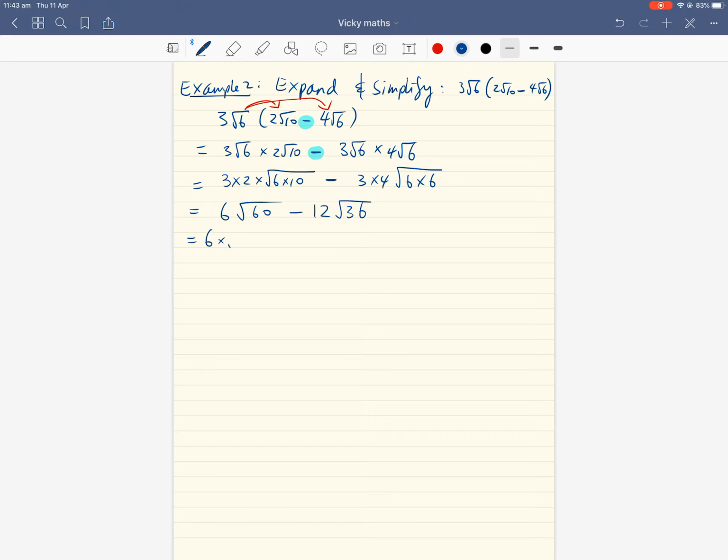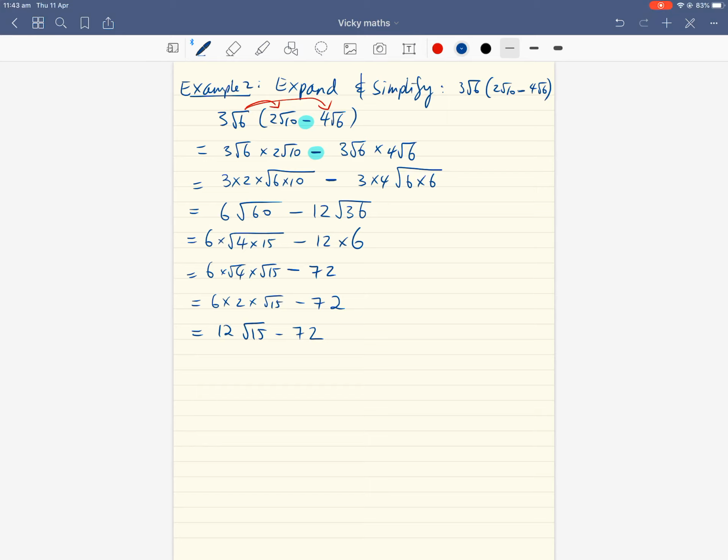If you can't see immediately how 60 can be broken down, just keep trying using a calculator. Divide by the small numbers first. Turns out 60 is 4 times 15. And then root 36. Well, not 3, it's 6. Square root of 36 is 6. So that's 6 times root 4 times root 15 minus 72. So that's 6 times 2 times root 15 minus 72. So that's 12 root 15 minus 72.